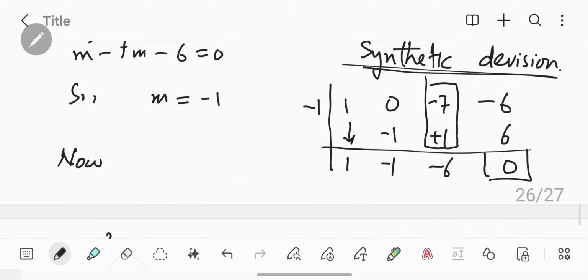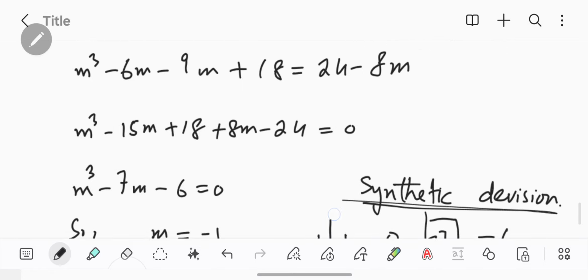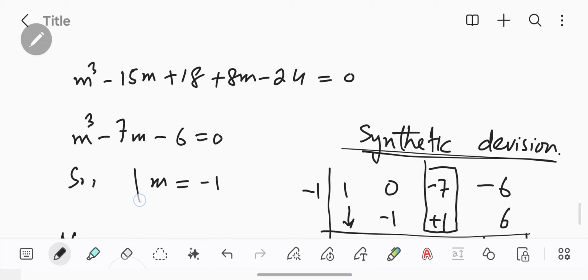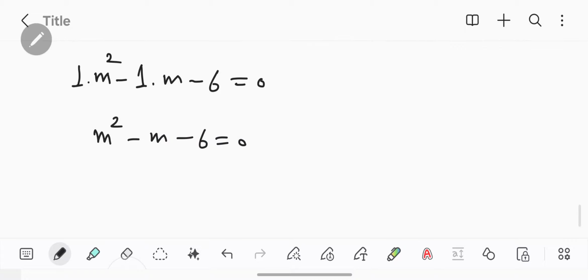This is the way we do this synthetic division and write this equation. So your first value of m was -1, and now this is the quadratic equation: m square minus m minus 6 is equal to 0. This quadratic equation can be solved by using factorization or using the quadratic formula. I will solve it by using the quadratic formula.